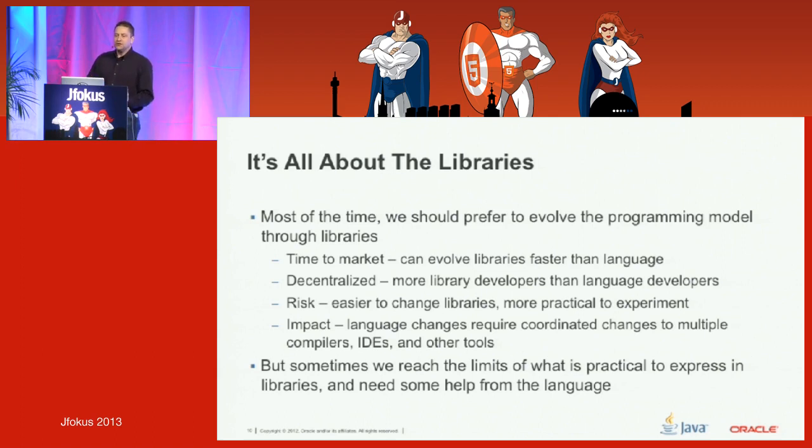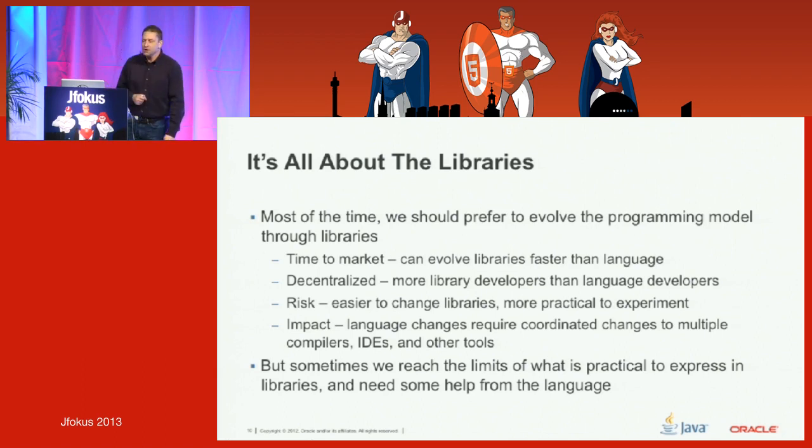By using libraries rather than changes to the language, you're decentralizing, moving away from the core of the language and giving more choice in terms of the library code that you use. So if you want to take a different approach, you're not tied to what's happening in the language level. You're able to change the library code without having to make big changes in terms of your coding. Easy to change libraries, very practical to experiment with them. You can try one library, then try another library, see which one works best.